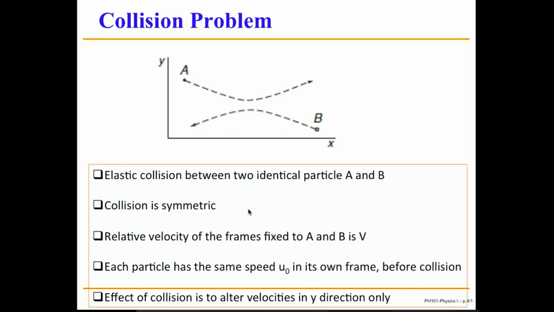So for the sake of simplicity, I'm considering two different frames, A and B. Each particle measures that they have the same speed in their own frame, or some observer, a measurer, has measured that the particles have the same speed, say u naught, in A frame and in B frame. Agreed. Now, the effect of collision is to alter the velocities in the y direction only. We are not considering any motion along the x direction, once again for the sake of simplicity.